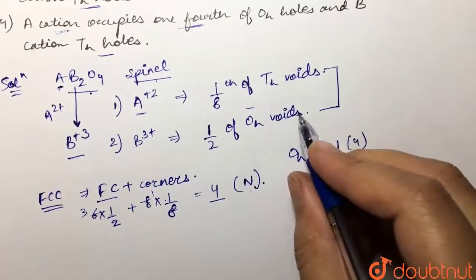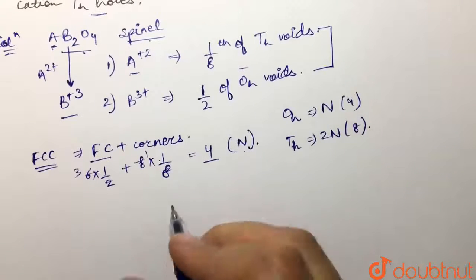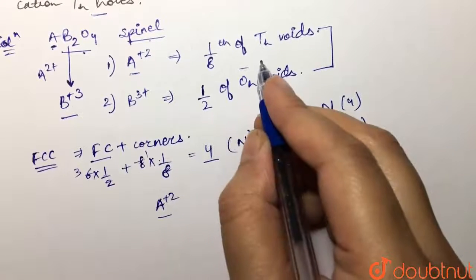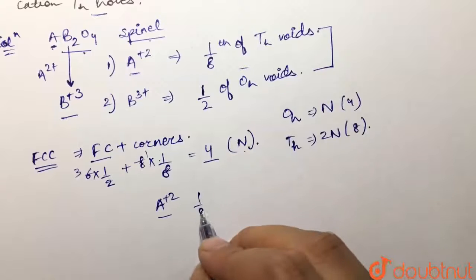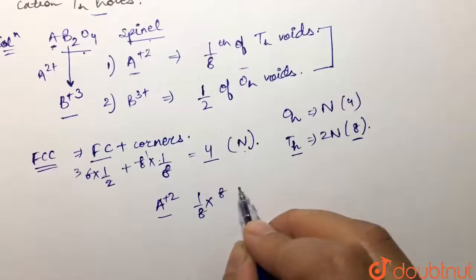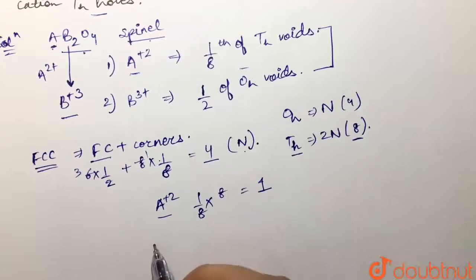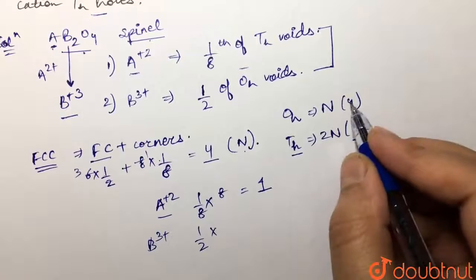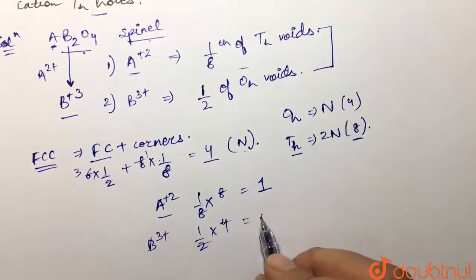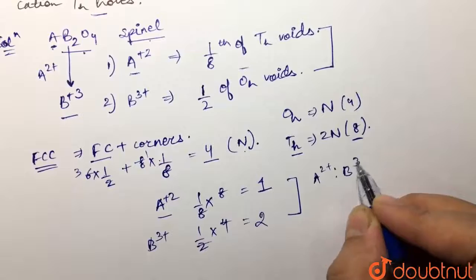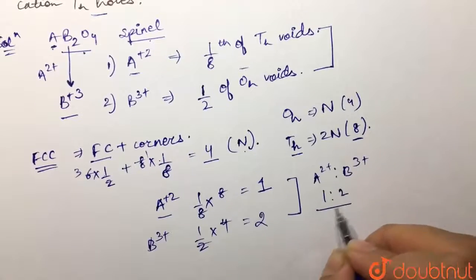If we put this over here, we see that we have A2 positive cation, right? This is basically present in 1/8 of the tetrahedral voids. 1/8 of the tetrahedral voids means, since tetrahedral voids are 8, they're going to be 1 in number. And then if we talk about the trivalent cation B3 positive, this is present in half of the octahedral voids. Octahedral voids are 4, so this is going to be 2 in number. So the ratio between A2 positive and B3 positive is 1:2, right?